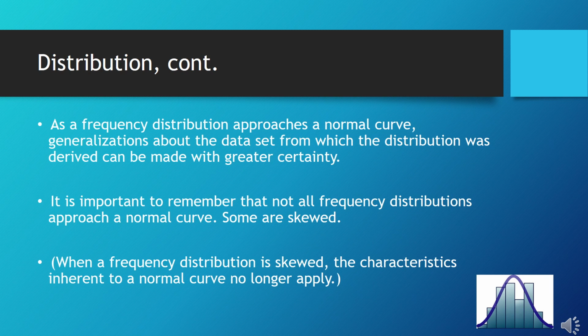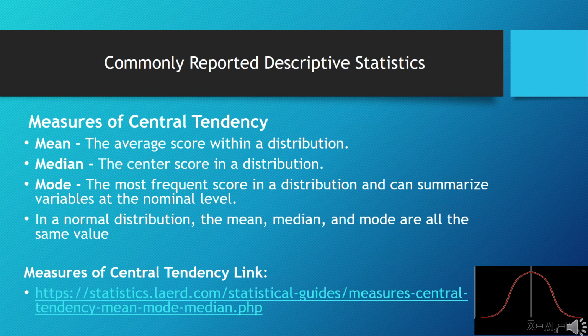It is important to remember that not all frequency distributions approach a normal curve. Some are skewed. When a frequency distribution is skewed, the characteristics inherent to a normal curve no longer apply. Commonly reported descriptive statistics include measures of central tendency. These are ways of describing the central position of a frequency distribution for a group of data.